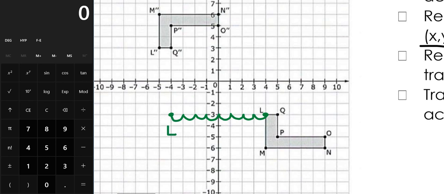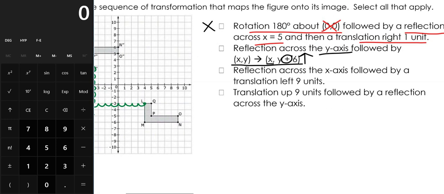That's L. Now the next one says you're going to take this and you're going to do the translation (x, y + 6). So we're going to go up 6. 1, 2, 3, 4, 5, 6. I end up at Q double prime, but not at L double prime. So I didn't end up mapping onto the image. I mapped onto another point. So the second choice is not going to work because it doesn't work for point L. So again, no to the second choice.